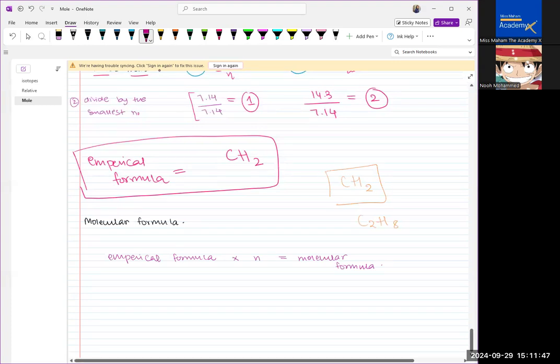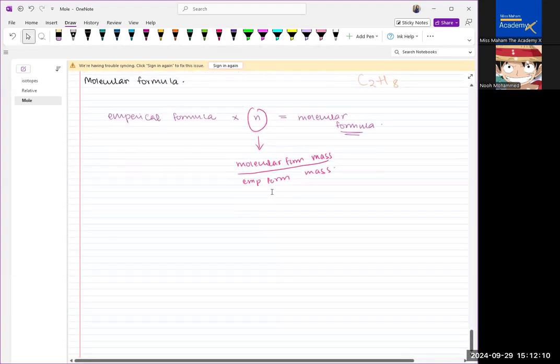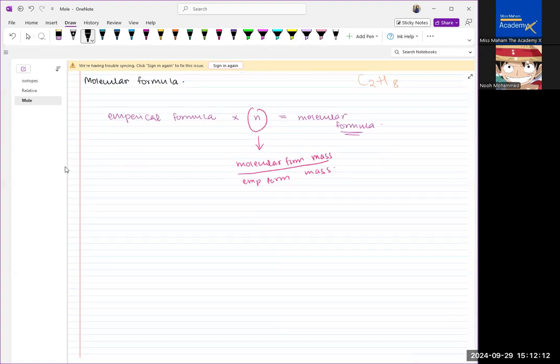This is a formula for your molecular formula, and here N is what? N is a whole number, which is molecular formula mass over empirical formula mass. So let's do a question just where we find out the molecular formula so we know how to use this formula.